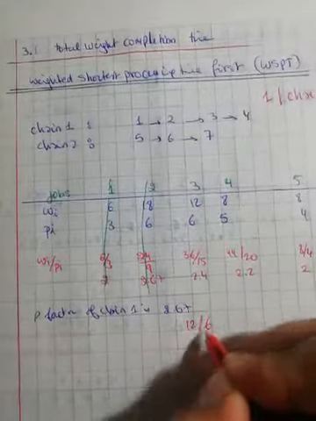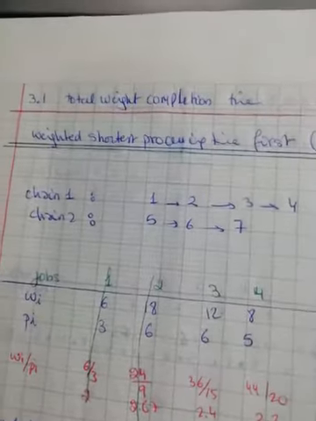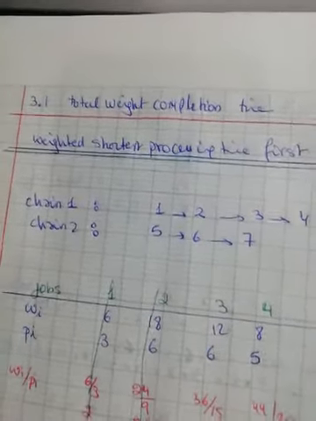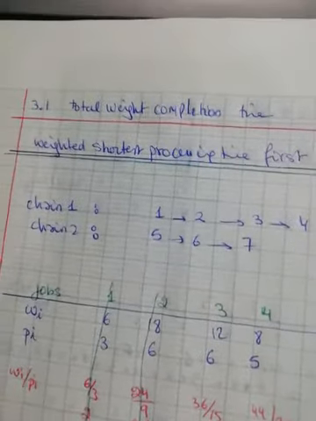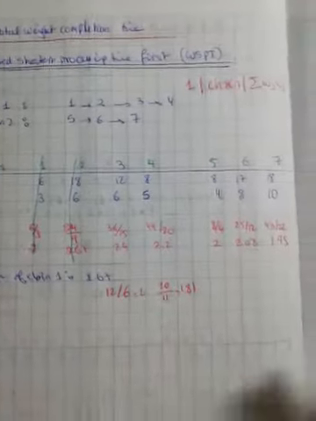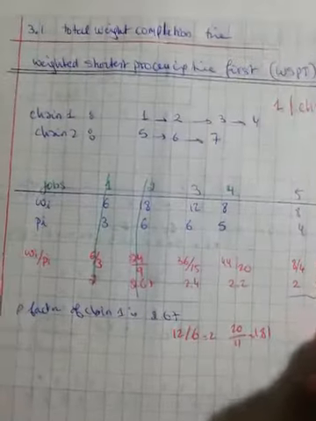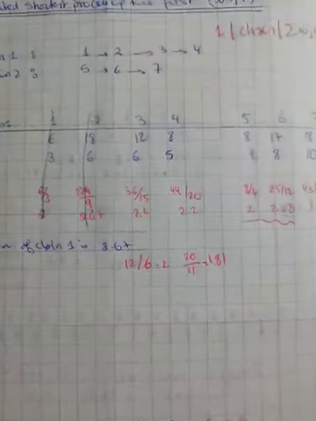So we have here 12 divided by 6 is equal to, and 20 divided by 11, which is equal to 1.81. In this case, we have 2.08, so this is the maximum now. So the next step would be 5 and 6.